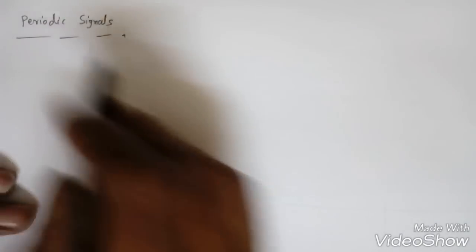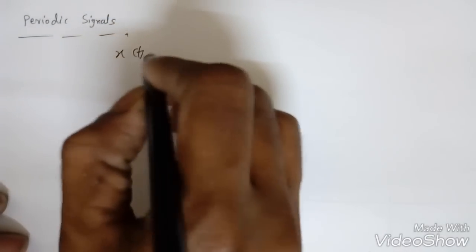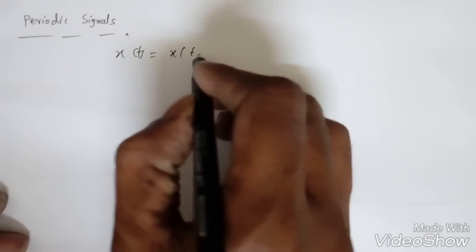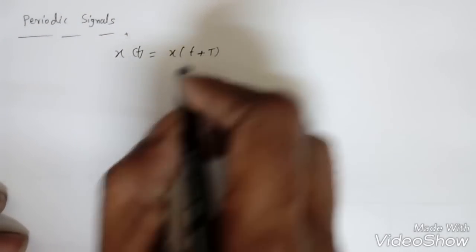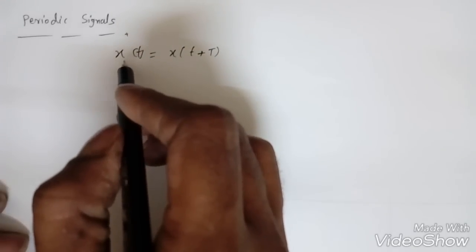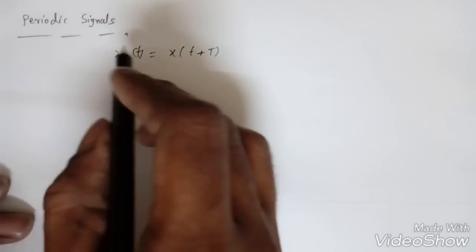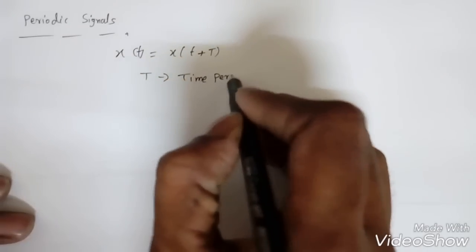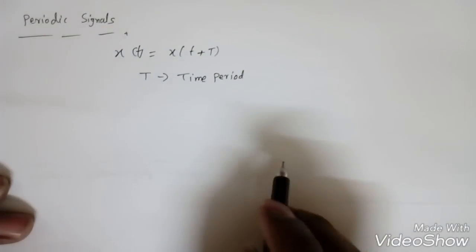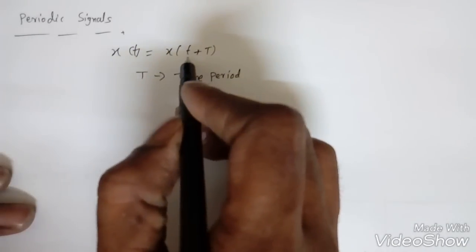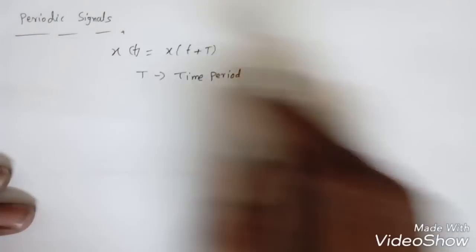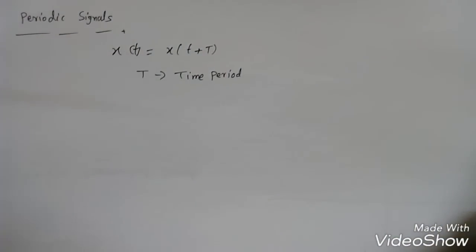Next we will see periodic signals. Suppose x of t is shifted by some time, x of t plus T, and it should be the same as the given signal. Then we can say x of t is a periodic signal and T is the time period, right? Periodically it will be the same. So if I shift the original signal, the original signal should not change. Then we can say this signal is called a periodic signal.